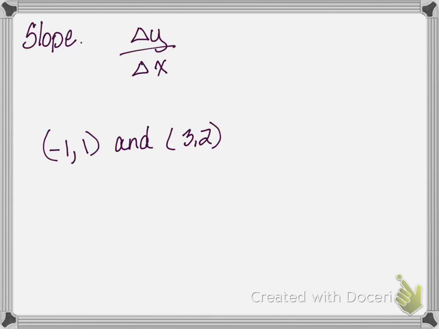The last slope is what confuses students, and it is the slope of a vertical line.